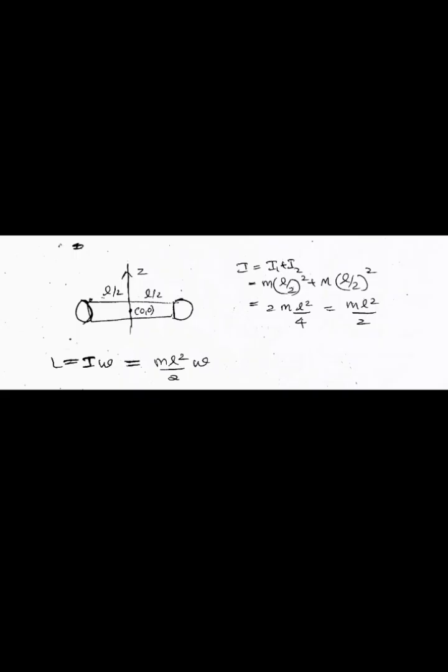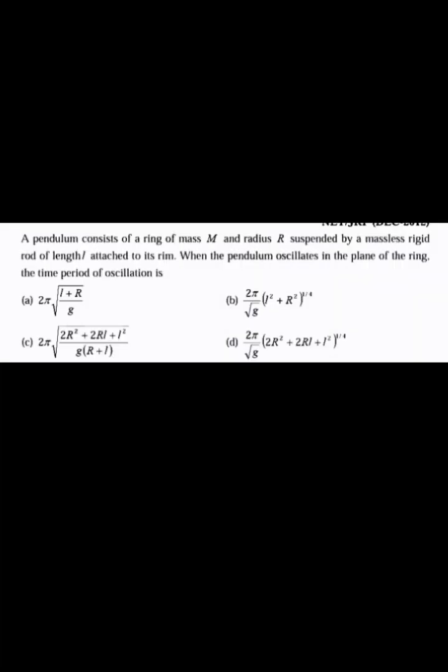So here the I is equal to I1 plus I2, that is m into (L by 2) the whole square plus m into (L by 2) the whole square, that is 2 m L square by 4, that is equal to m L square by 2. Moment of inertia is m L square by 2. Then L is equal to I omega, that is m L square by 2 into omega. So this is the answer.